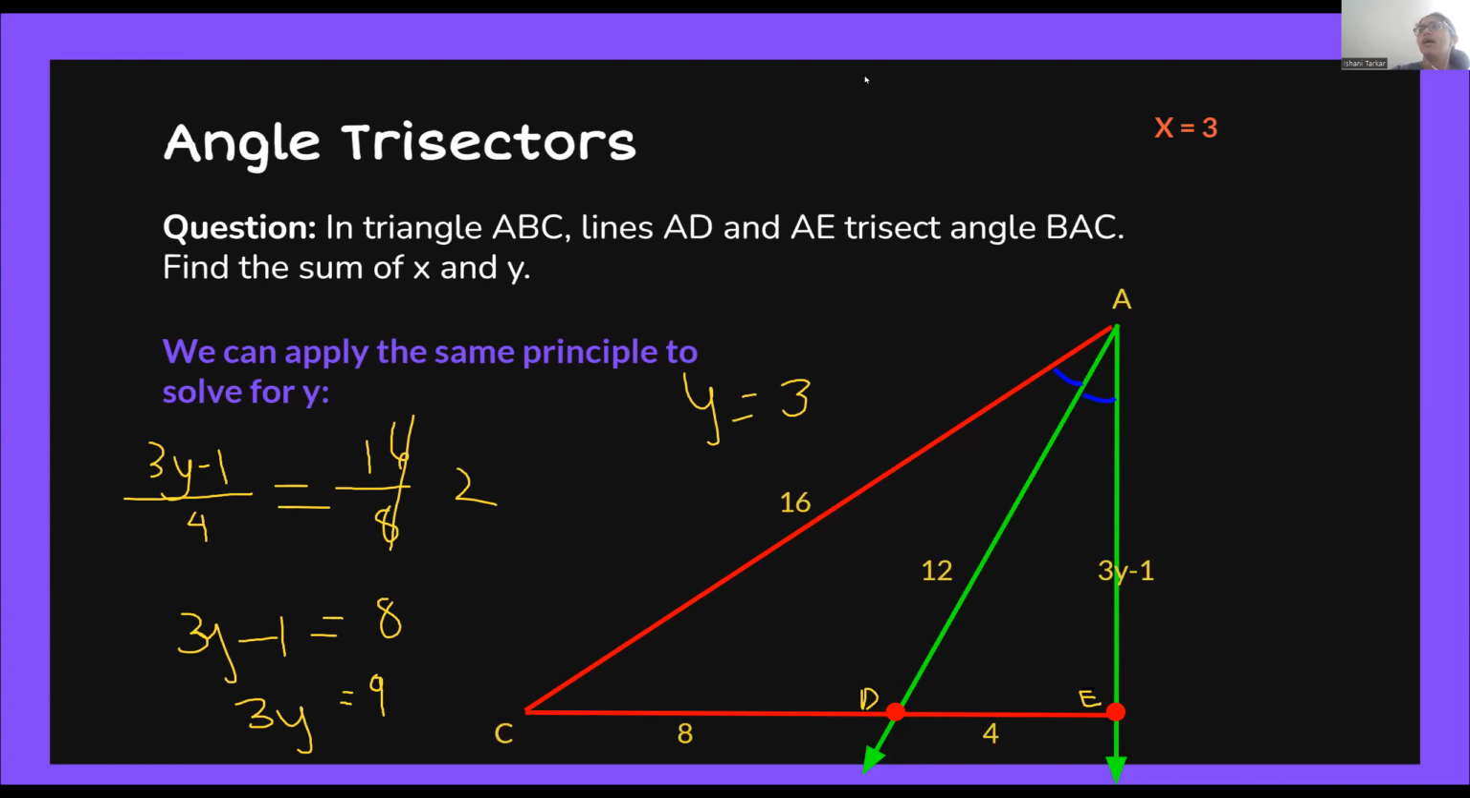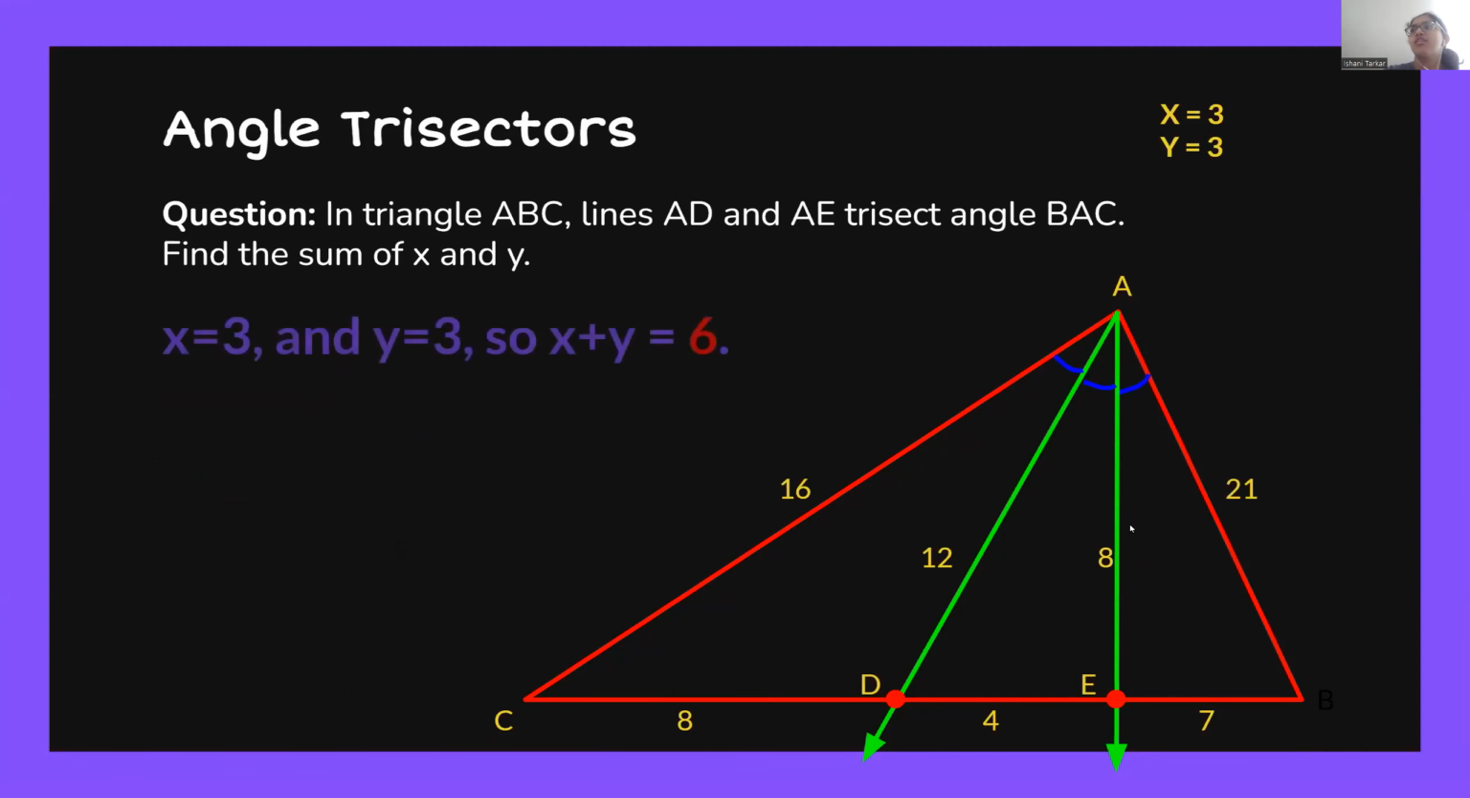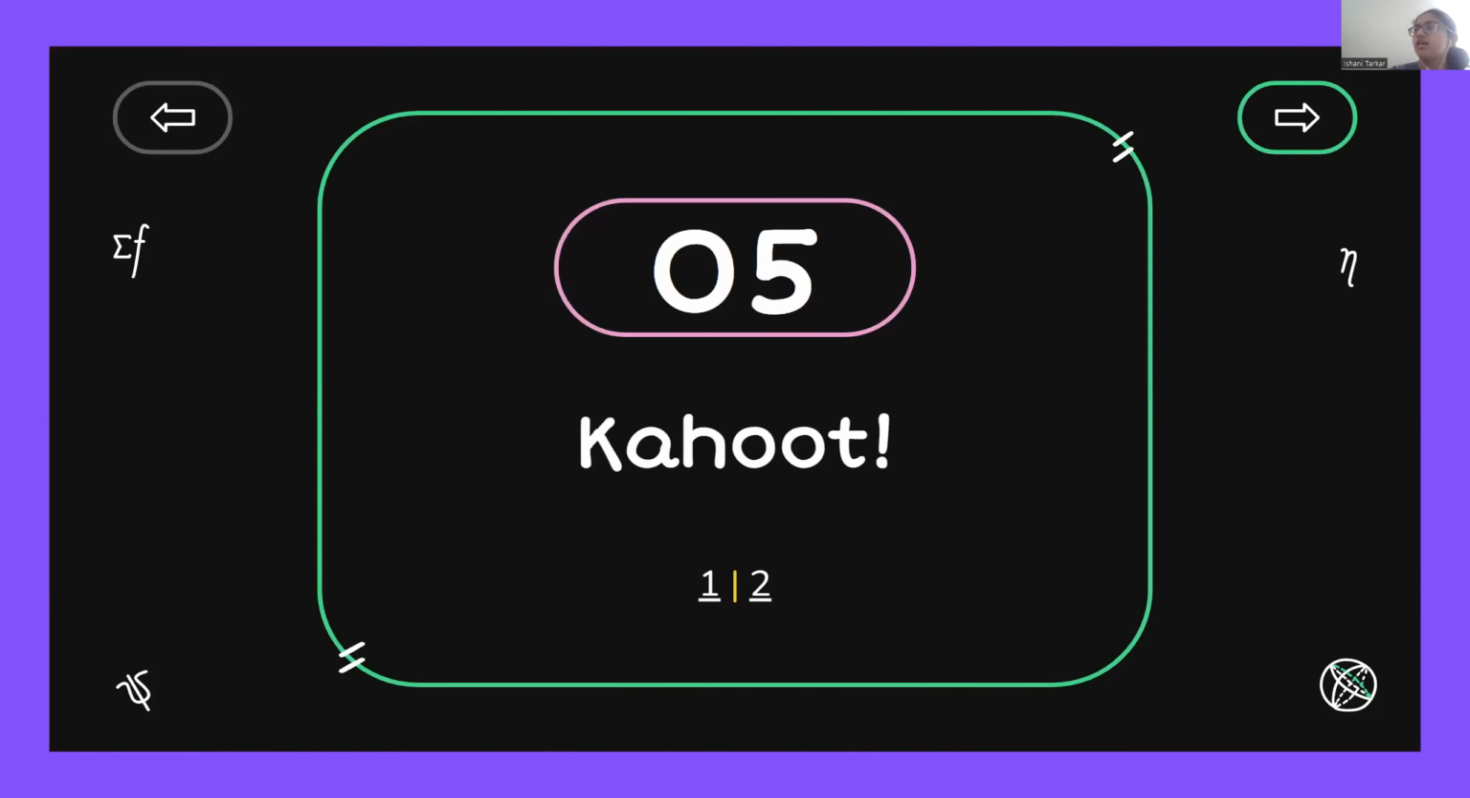So now that we know what y and x are, we have to solve for what the question's asking. So this is easy. What is x plus y? They take like 10 seconds. Right, it does. So we know that y is 3, and we know that x is 3. So hopefully you know how to solve x plus y. So that is 6. So we get that as our answer.